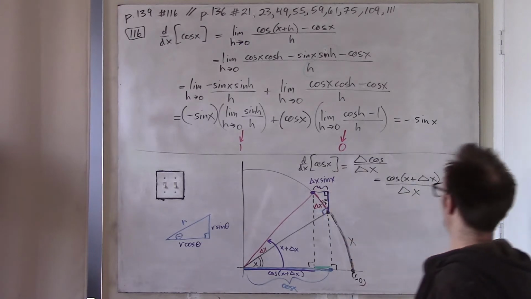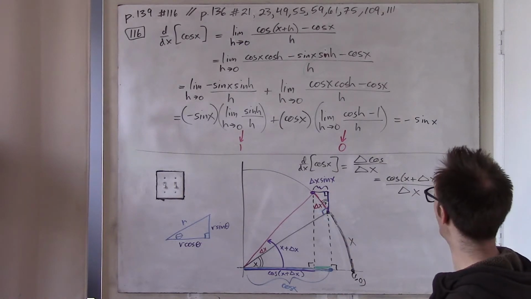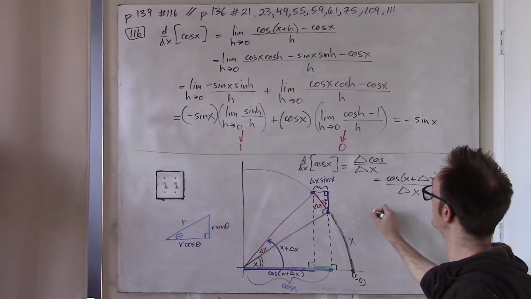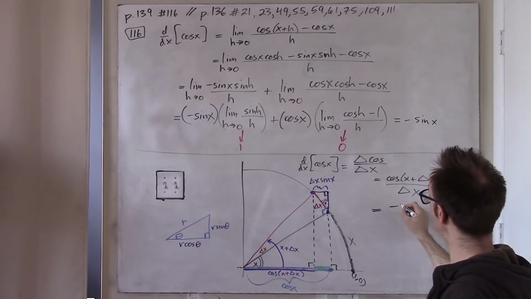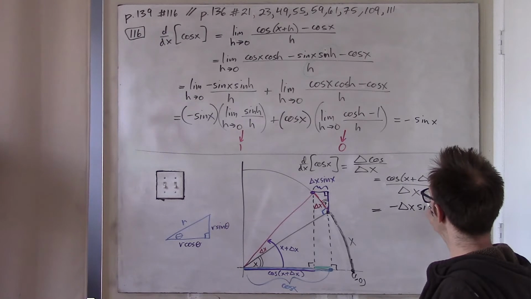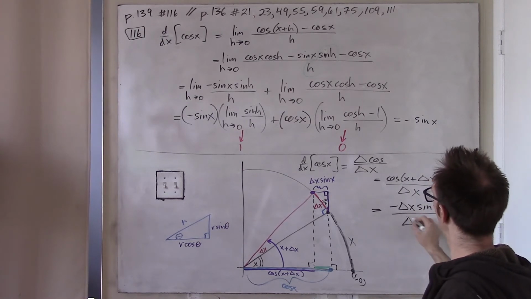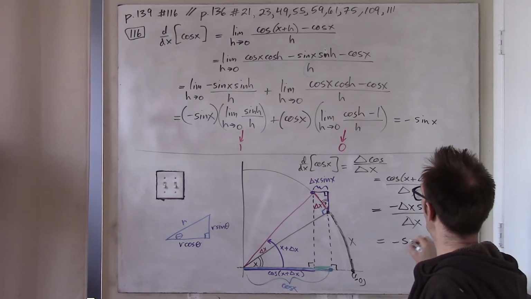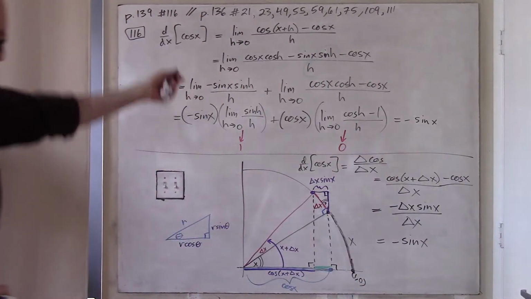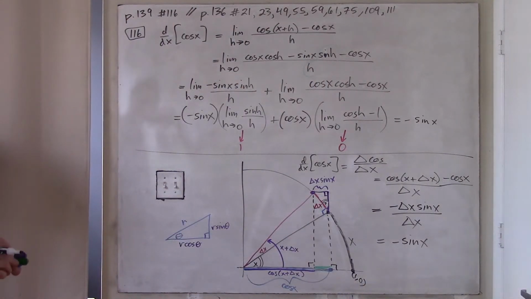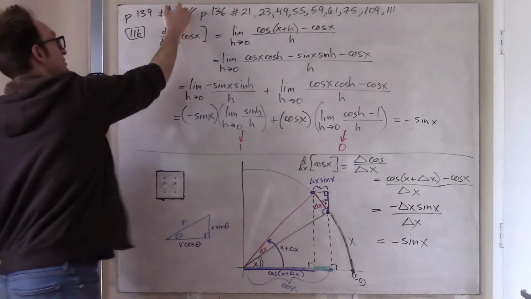And really, that's all there is to say, right? By how much has the cosine changed? What's the numerator here? It's changed by a negative delta x sine x. And that is why the derivative of sine is negative cosine. Everything that you need is just right here. Okay, good. Sort of one down.